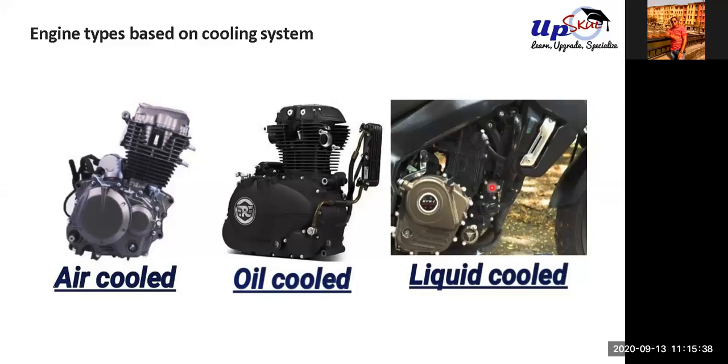And another is liquid cooled. Air cooled engines can only be used up to maybe 150 cc, sometimes 200 cc. The oil cooled engine maybe 300 to 400 cc. But above that we need a liquid cooled engine. The liquid cooled engine is like a normal car engine with cooling jacket and water and all. Each has its own advantages and disadvantages. Liquid cooled is the most effective, but it is also the heaviest. So it goes the other way around also. For example, air cooled is the lightest, but it's the least effective.